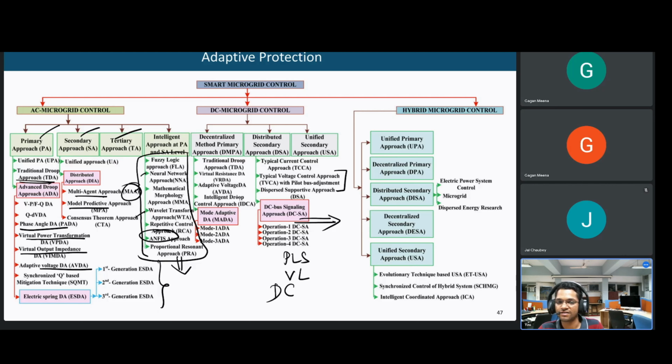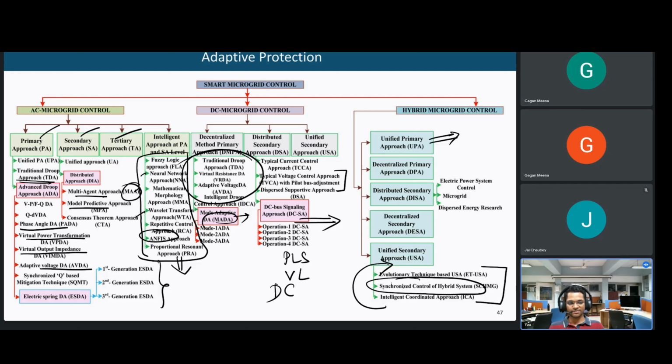And this is also there. These are some additional techniques which can also be used. And one is this mode adaptive MADA. For hybrid, these are some new techniques: evolutionary based, synchronized control, role of hybrid system and intelligent coordinated systems approach. So if you want, you can go through them.